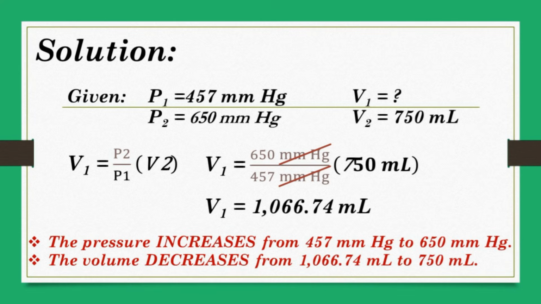The equation for V1 is equal to P2 over P1 times V2. Let us substitute. P2 is 650 millimeters of mercury, P1 is 457 millimeters of mercury, and V2 is 750 milliliters. The initial volume is equal to 1066.74 milliliters. The pressure increases from 457 millimeters of mercury to 650 millimeters of mercury, while the volume decreases from 1066.74 milliliters to 750 milliliters.